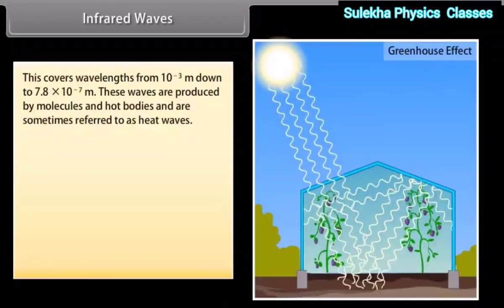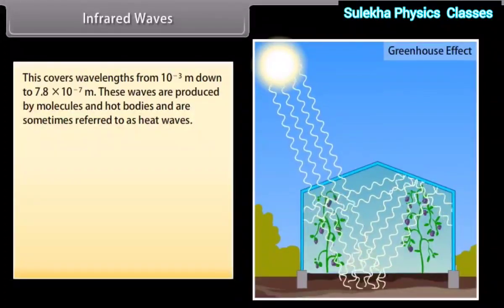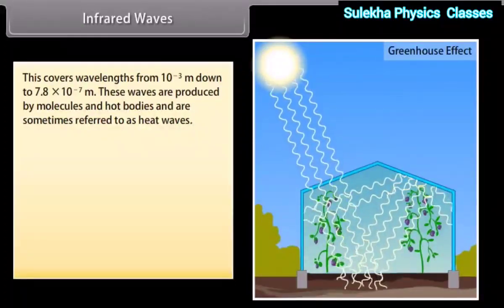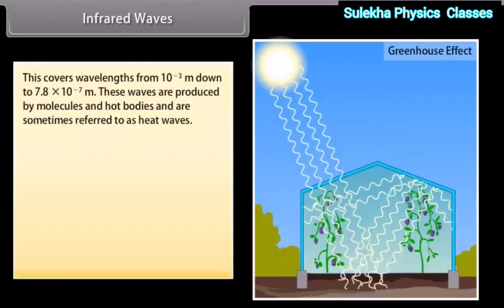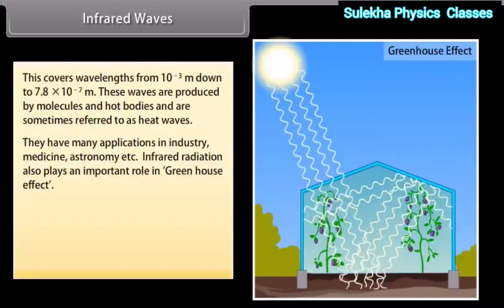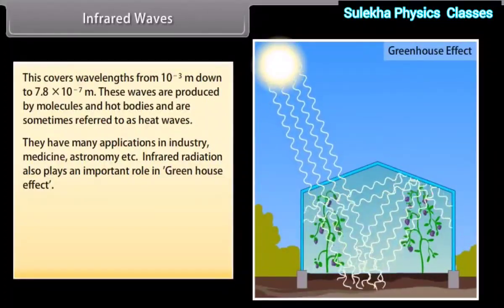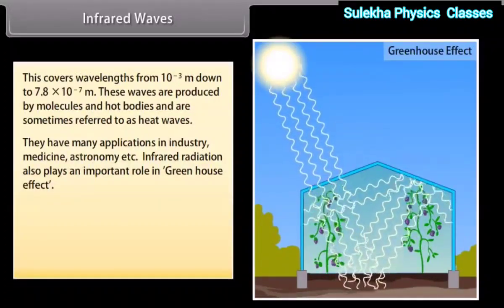Infrared waves. This covers wavelengths from 10^-3 meter down to 7.8 × 10^-7 meter. These waves are produced by molecules and hot bodies and are sometimes referred to as heat waves. They have many applications in industry, medicine, astronomy, etc. Infrared radiation also plays an important role in the greenhouse effect.